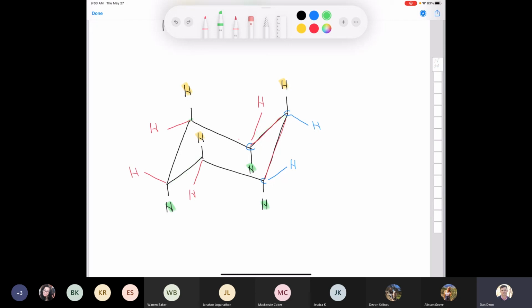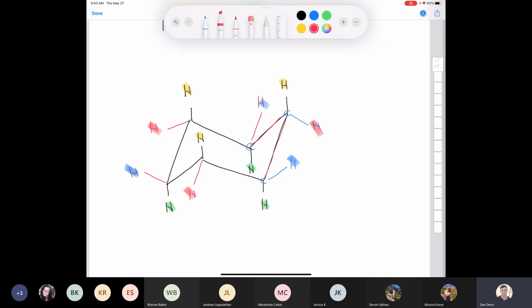But you notice, and I'll use a blue highlighter. Look at this. You have three hydrogens that are equatorial that are pointing up. It's this one, and this one. And then you have three hydrogens that are equatorial that are pointing down. This one, and this one. So notice that they alternate up, down, up, down, up, down.